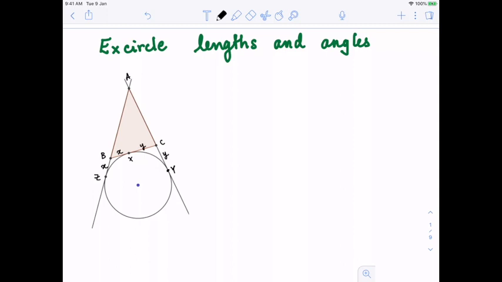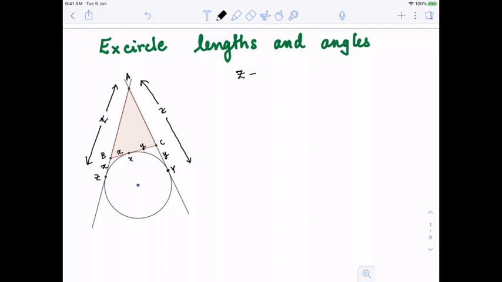Similarly, CX is equal to CY, and AZ is equal to AY. That's again because they are tangents from the point A to the excircle, so they are equal in length. Alright, so now let's write it in terms of the sides of the triangle. So what do we have?